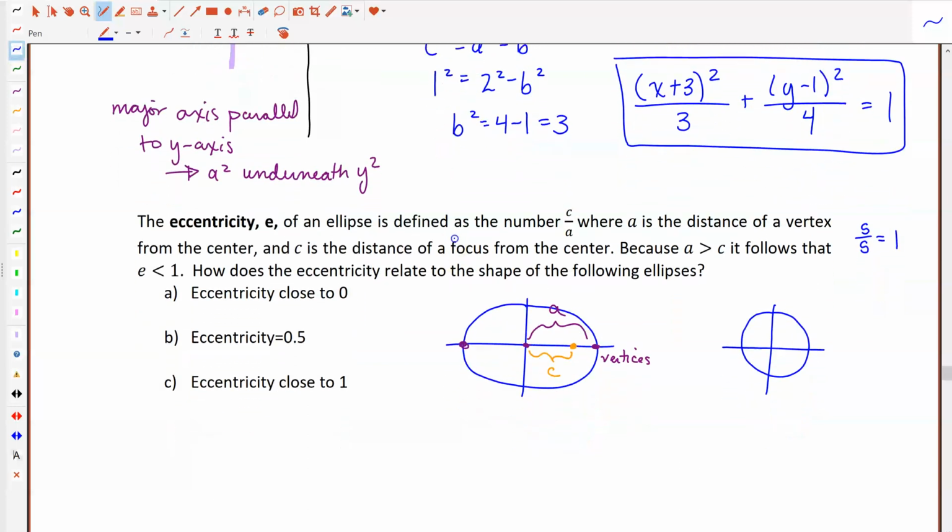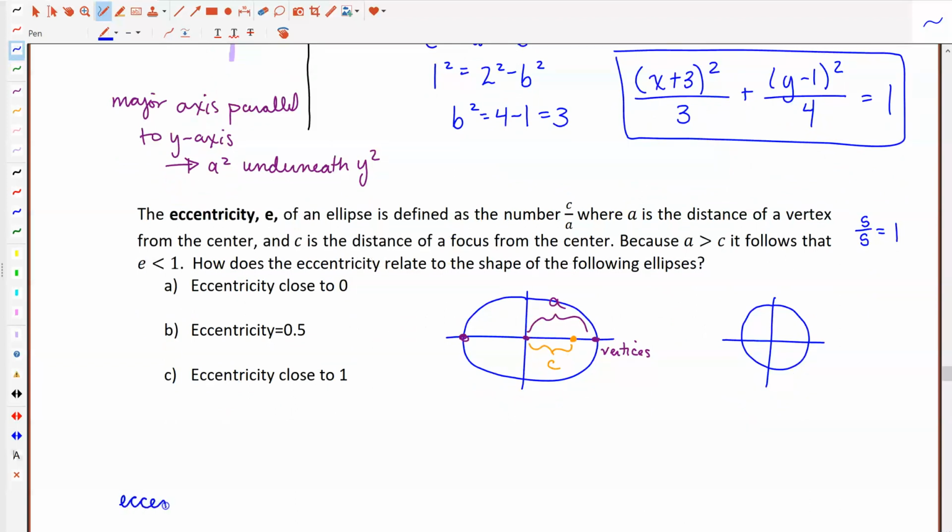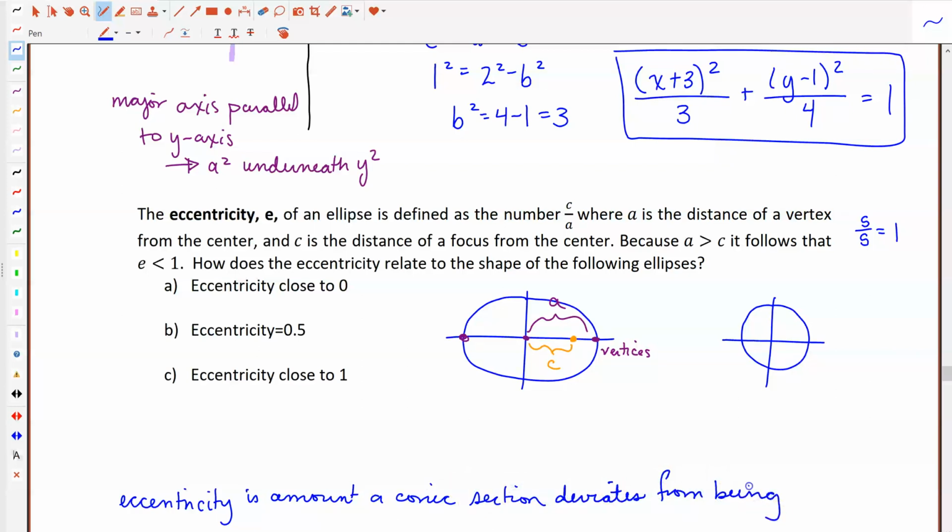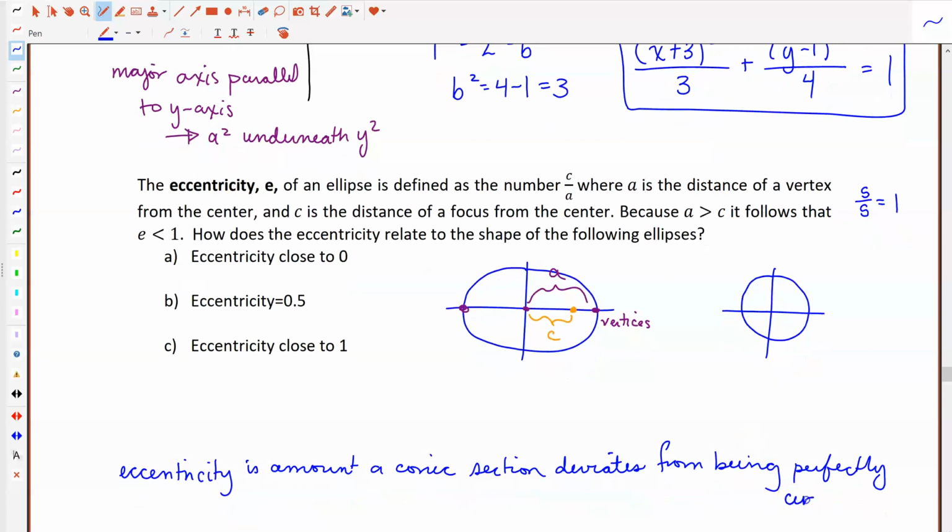So maybe another way to think about the eccentricity is that the eccentricity is the amount a conic section deviates from being perfectly circular. This holds true for all conic sections, not just for an ellipse. Right now we're looking at the definition of eccentricity as it relates to an ellipse.